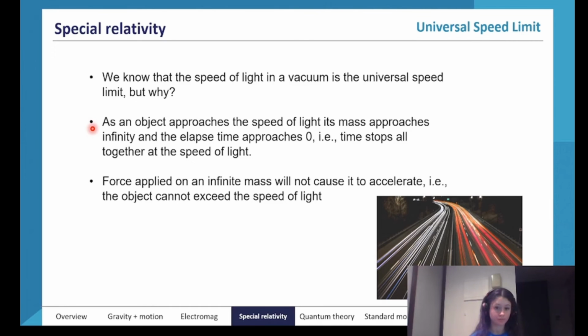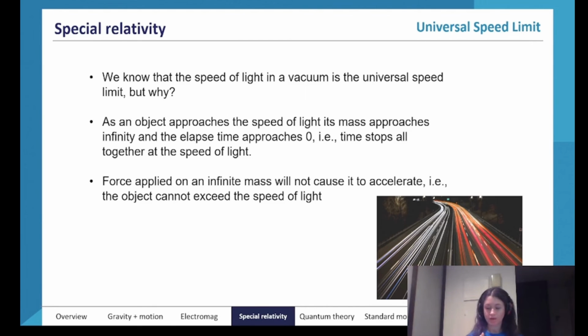So this sounds very crazy, probably because you guys haven't started on special relativity yet. But I just want to say one more thing before we move on to quantum, and that's a basic explanation of why this all happens.